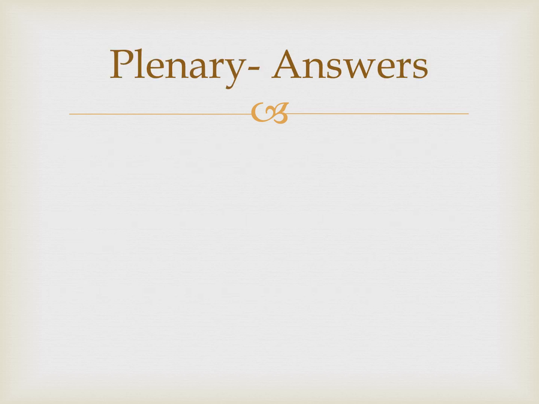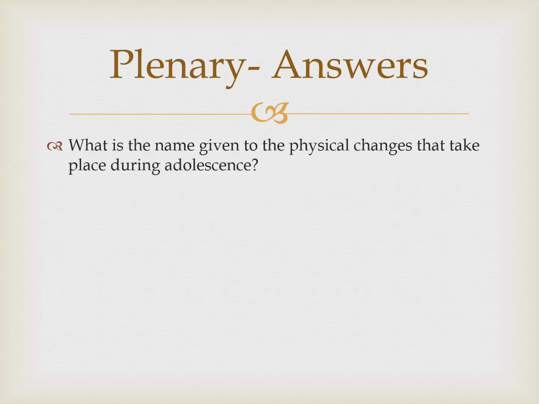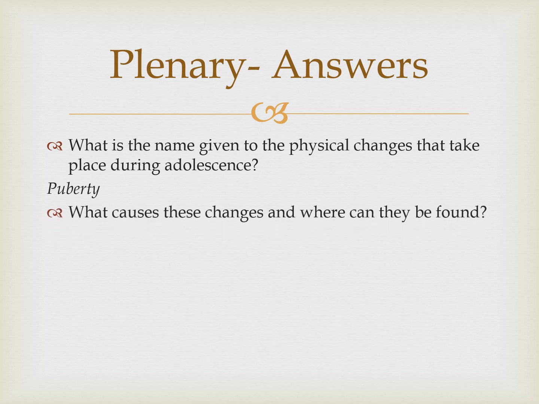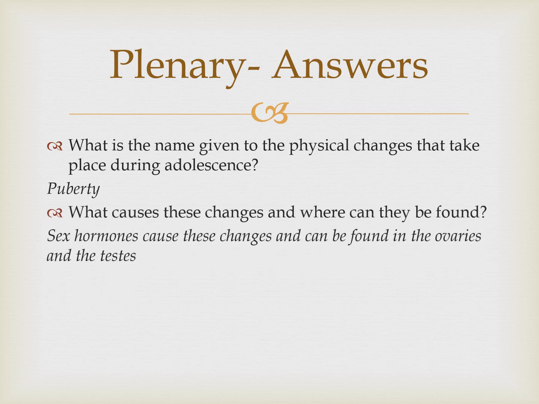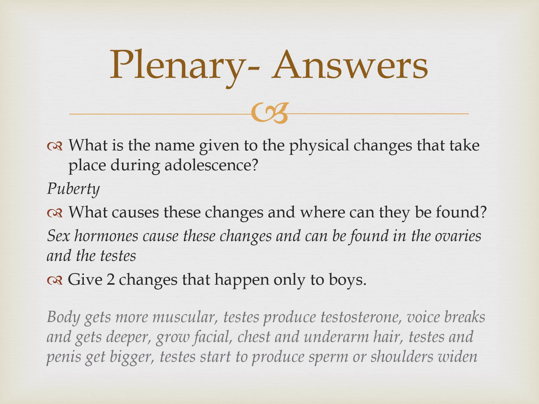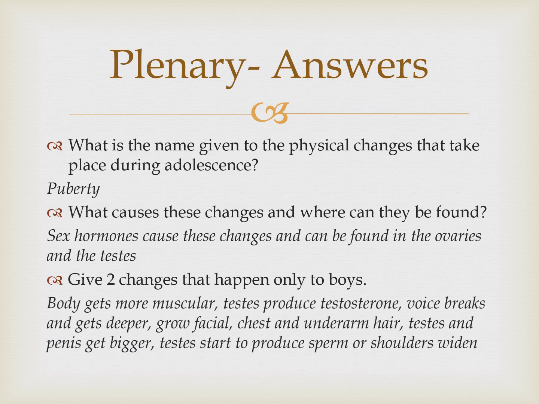Okay. So the answers now. What's the name given to the physical changes that take place during adolescence? It is puberty. What causes these changes and where can they be found? So it's the sex hormones that cause these changes. They can be found in the ovaries for females and the testes for males. And then lastly, give 2 changes that happen only to boys. The body gets more muscular, testes produce testosterone, the voice breaks and gets deeper, or they grow facial hair or chest and underarm hair. The testes and the penis get bigger, testes start to produce sperm, or their shoulders widen. You had lots of choices there for answers.